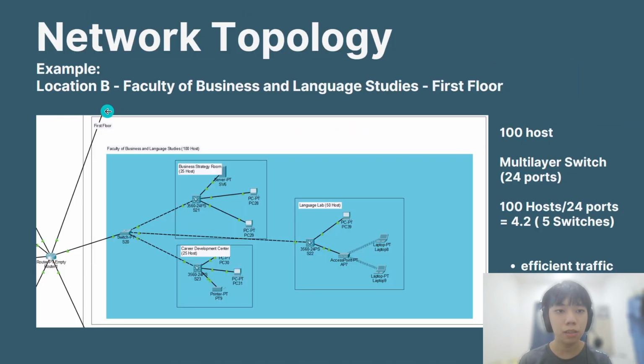I will explain the location B Faculty of Business and Language Studies. It has 100 hosts and we are using multi-layer switch as the sub-switch. It has 24 ports, so 100 divided by 24 we get 4.2. Then 4.2 is rounded up, so we get 5 switches needed. Our network is designed for efficient traffic management and enhanced security. It is scalable to meet future tech demands.